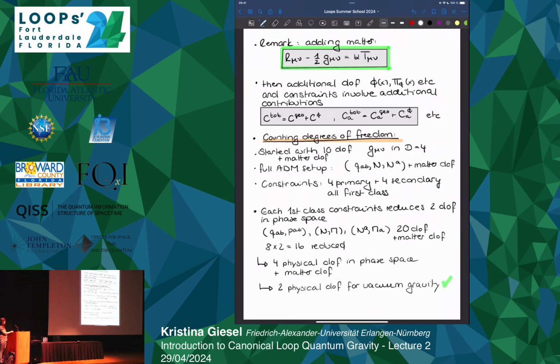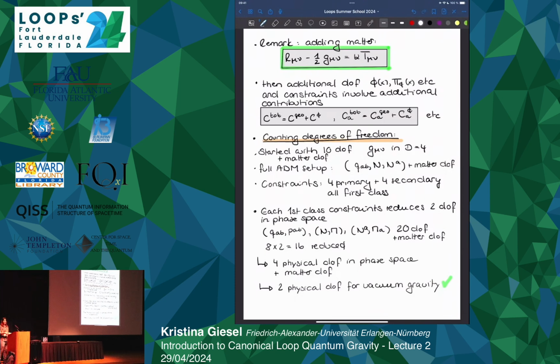So if we consider the phase space degrees of freedom we started with, these are 20, so 2 times 10. We have 8 times 2 constraints. They reduce 16 degrees of freedom. So we end up with 4 physical degrees of freedom in phase space if we consider vacuum GR, and then, of course, additional degrees of freedom if we couple matter.